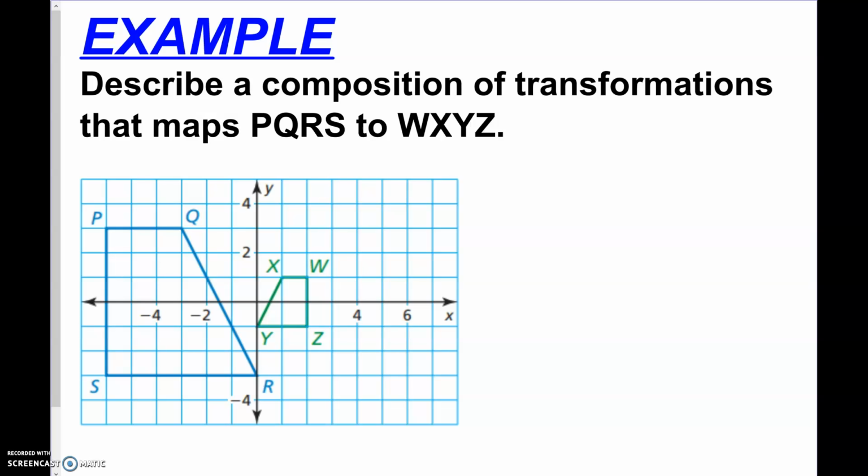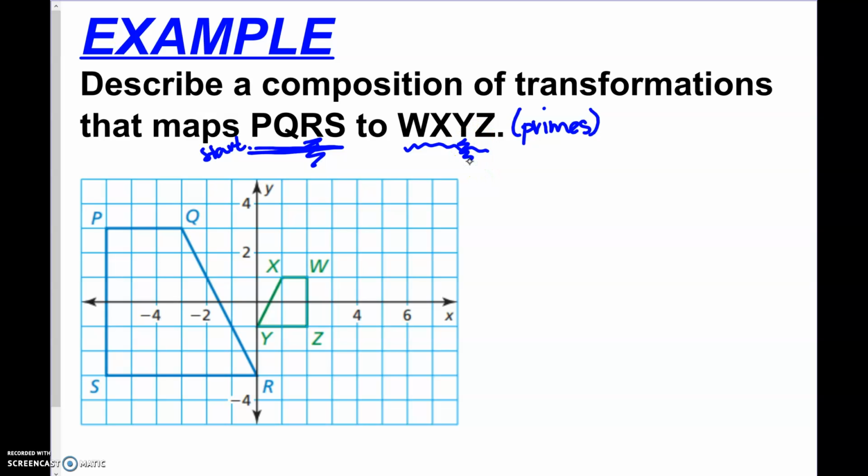All right, so an example here, describing the composition of transformations that maps PQRS to WXYZ. So this is your pre-image and it moves to this as your image. This would be the one with the primes. This is where we are ending up. Starting here, it goes through some kind of composition of transformations, and then you end up at WXYZ. One thing that I notice here, I'm just going to do the R because R is right on the y-axis. So R has to end up where Y is.